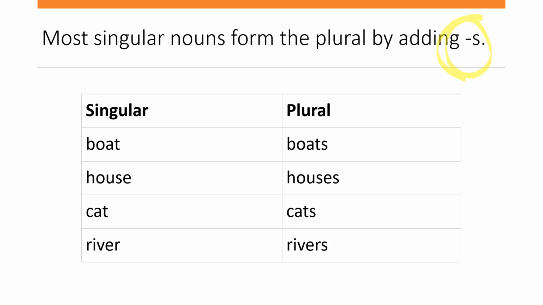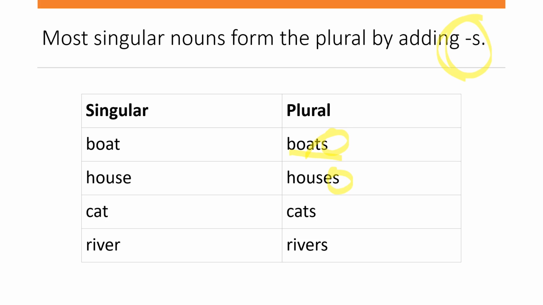नीचे अब examples देखते हैं. Boat. Its plural form is boats. And how did we create this plural form? By adding s. This s at the end. House. How do we create its plural form? By adding s at the end. Houses.